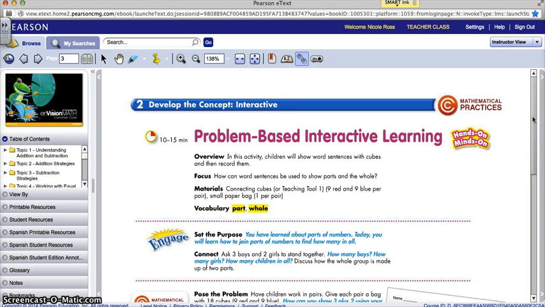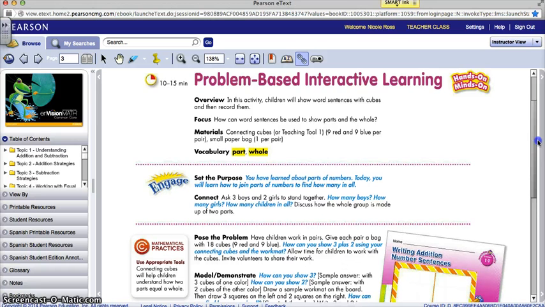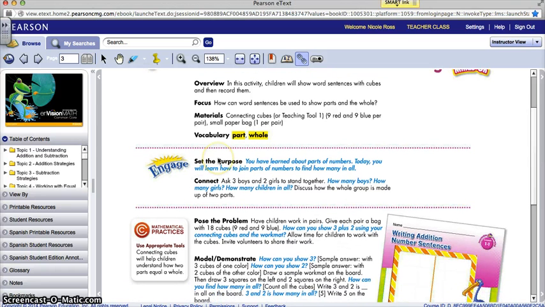This is where really your meat and potatoes of the lesson is. Your problem-based interactive learning. This is your hands-on. It tells you basically what it wants you to teach in the overview, where the focus would be, the materials you'll need, and the vocabulary that you would be using in this part of the lesson.